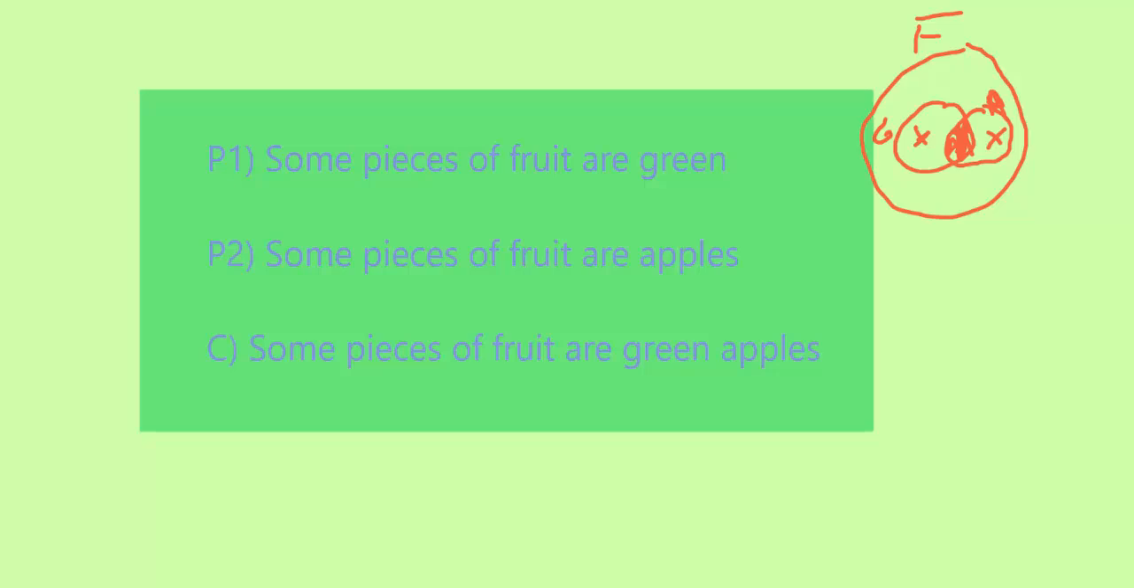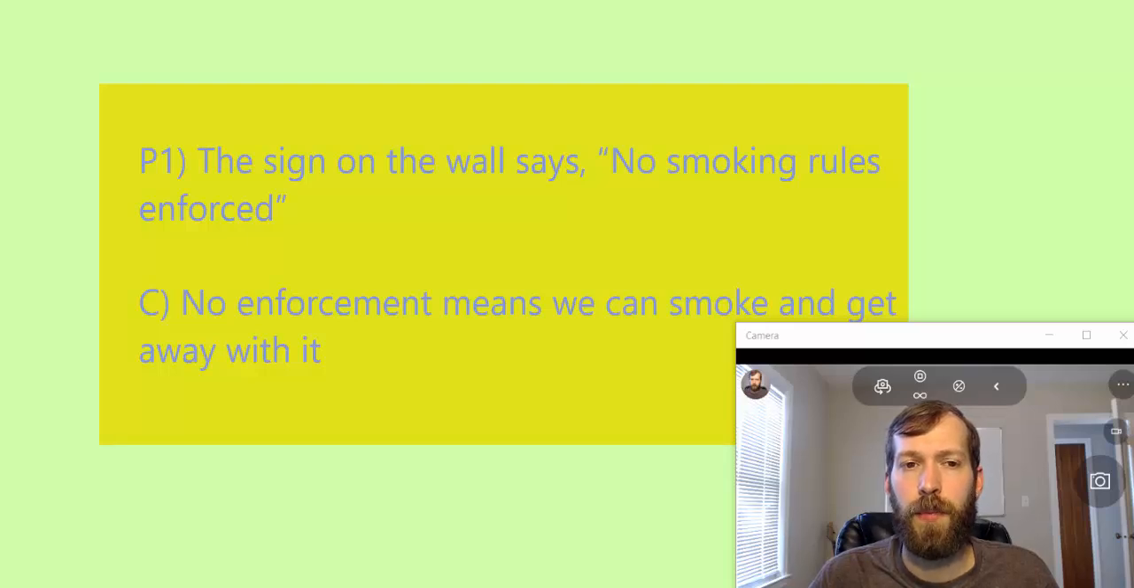Let's look at one more example. In this argument, it says the sign on the wall says, "No smoking rules enforced." No enforcement means we can smoke and get away with it. So think about this argument for a moment. Decide whether you think it's an informal fallacy or a formal fallacy.